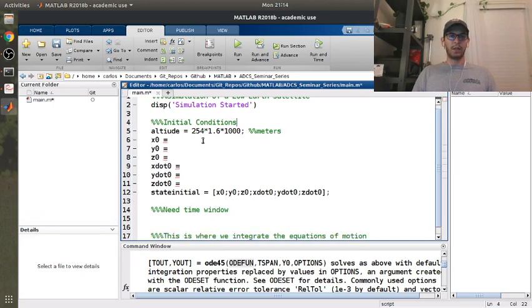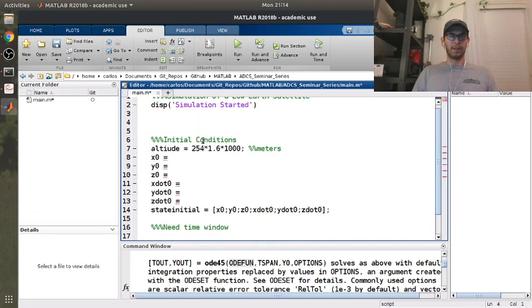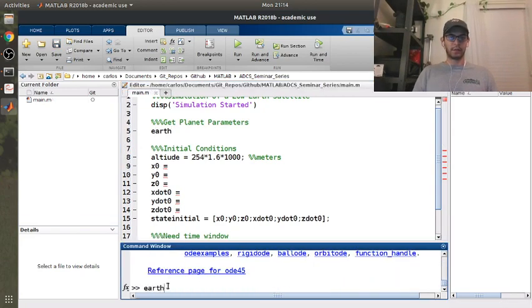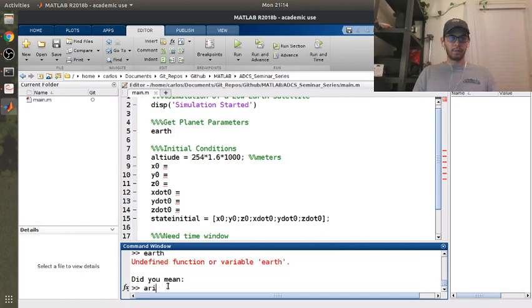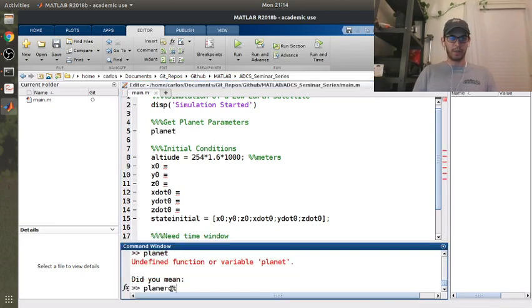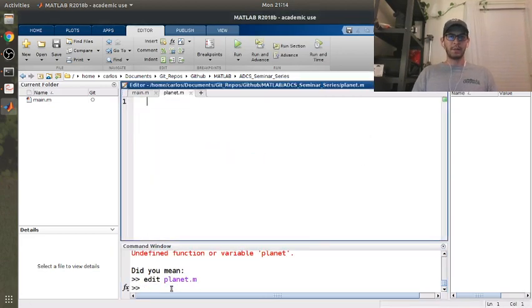Then we need to look up, and I'm going to make a function called get planet parameters, and I'm going to call Earth, and hopefully Earth does not exist. No, undefined function or variable Earth. Good. Actually, I'm just going to call this planet, just in case we want to put a different planet in there. Planet doesn't exist, so I'm going to edit planet.m and create it, and this will define all of our planet parameters.